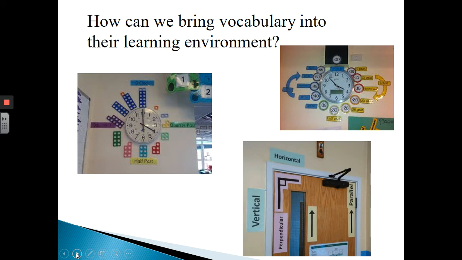Now, lots and lots of vocabulary is associated with geometry, and a lot of the curriculum is centered around calculation now. So how can we ensure that children really retain the vocabulary that they need to access throughout Key Stage 1 and Key Stage 2 in relation to shape and position and direction? So here are some ideas about how you can bring vocabulary into the children's learning environment.